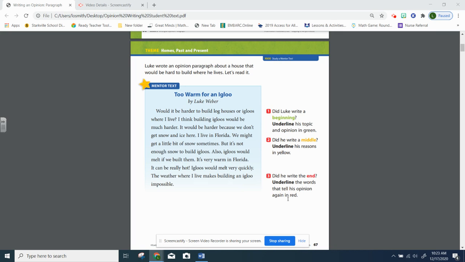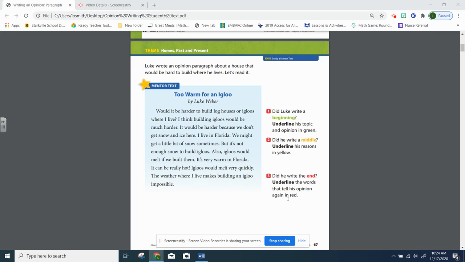You should have underlined, would it be harder to build log houses or igloos where I live? I think building igloos would be much harder. That's his beginning. Topic and his opinion. Okay, let's see. Did Luke write a middle? Let's underline his reasons in yellow.